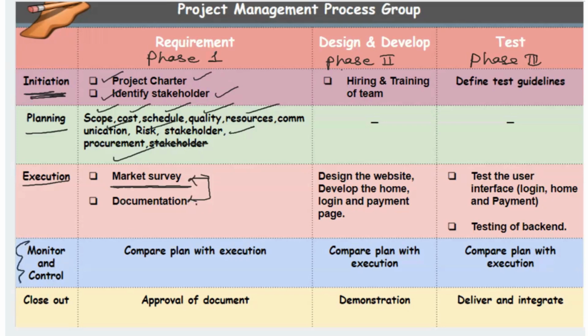And then comes monitor and control process group. So in monitor and control process group, you will compare the plan versus execution. This comparison will be done here. Once this comparison is done, you will get to know whether they are on track or not. If they are on track, we don't need to do anything. But if they are not on track, if they are slightly deviated from the plan you have given, in that case you can take a action. What action will you take? You can sit with your team and do root cause analysis.